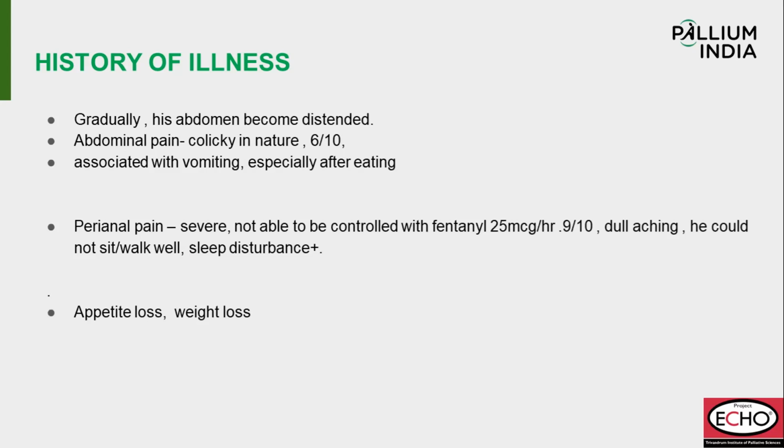Previously, he had taken transdermal fentanyl 25 microgram per hour, but at that time, the perianal pain could no longer be controlled. It was very severe, rated 9/10. It was dull aching, and because of the pain, he could not sit well or walk well, and there was also sleep disturbance. He also had appetite loss and severe weight loss.